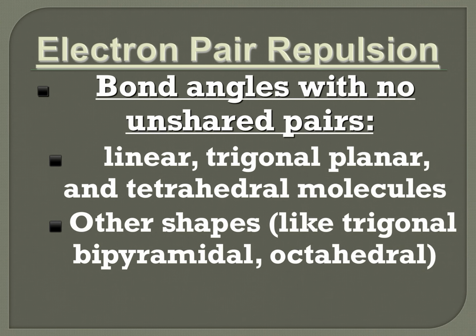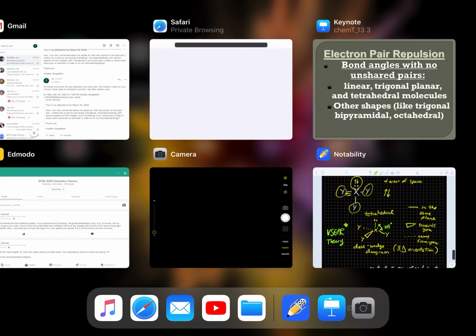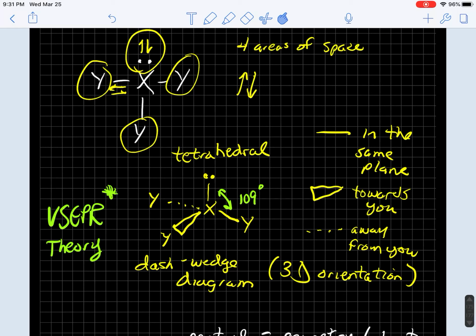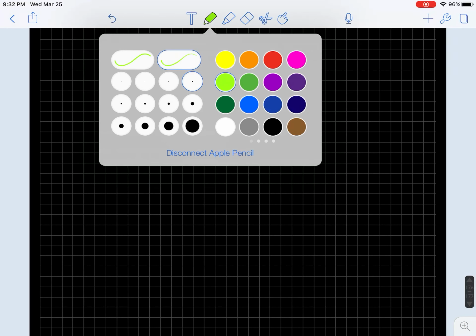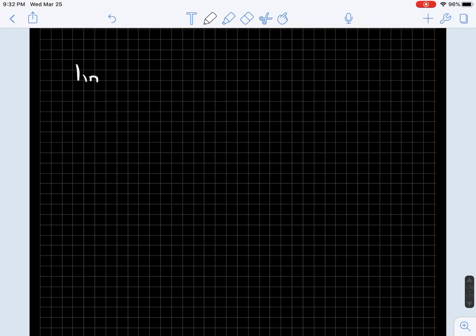All right, so we're going to start with looking at the geometry of materials that do not have an unshared pair. And there's really 6 families of geometry we're going to deal with. There's more than 6, but in basic chem, we're just going to deal with the 6 most common. The first one would be a linear molecule. Now, a linear molecule has a bond angle of 180 degrees, and there are 2 types of linear molecule.